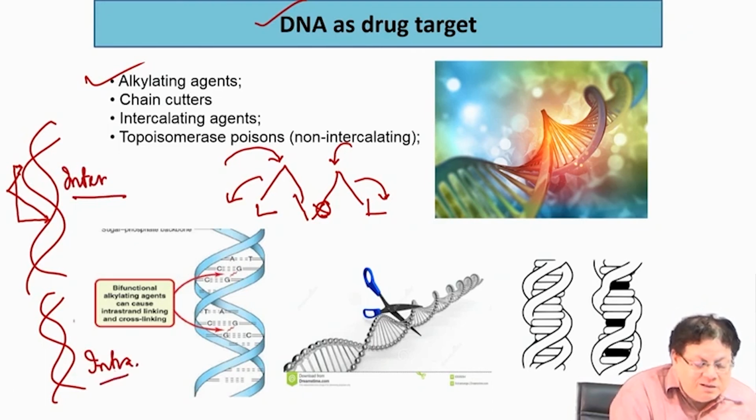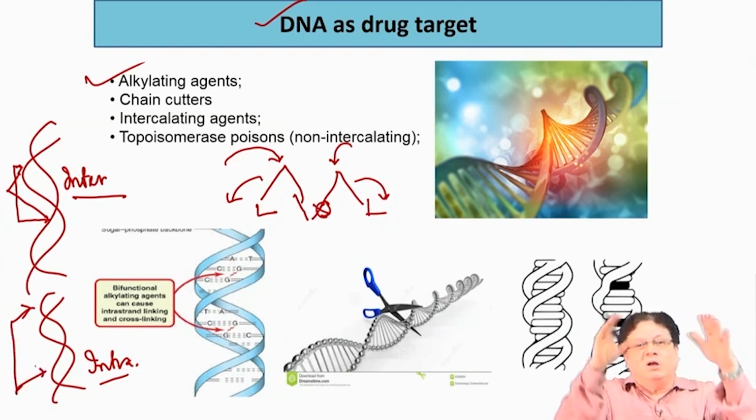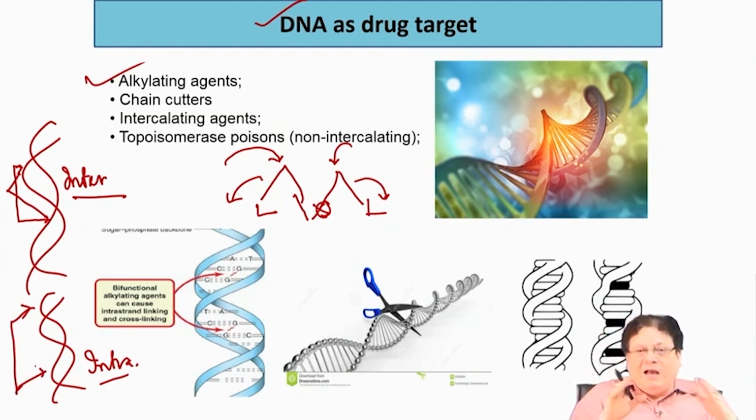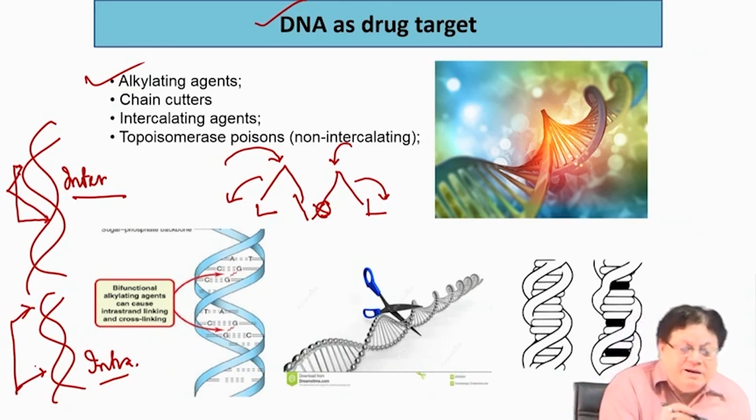Intra means the same strand, like here there is an alkylation site and there is an alkylation site here. So, you now join these two. The whole thing becomes a kind of an oval shape at that point, and the fallout of this is that replication and transcription stops, because you have a deformed DNA in this case, and in this case there is a knot which you cannot release. Okay. So, that is alkylating agent.